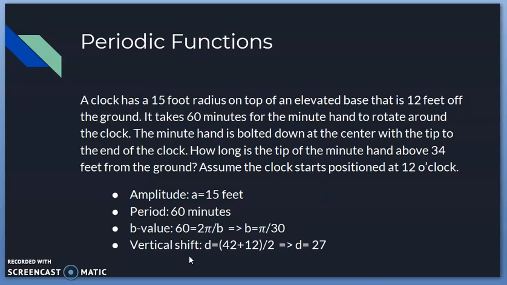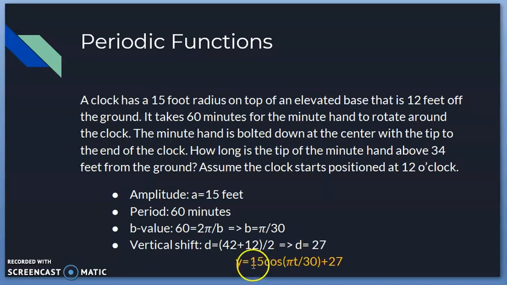So knowing that the lowest point the tip of the minute hand can go is 12 feet because it's 12 feet off the ground, and that the highest it can go is 42 feet, because if you add 12 plus 15, you get 27, plus another 15 is 42 to get the highest point. So we have (42 + 12) divided by 2, and we get d equals 27. This allows us to write an equation.